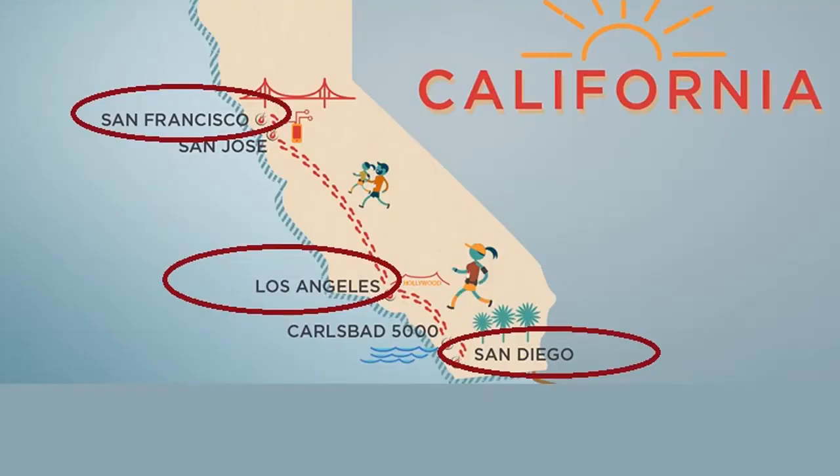And the 4th region of the continental United States is the West Coast. This is the area that borders the Pacific Ocean. Usually, the weather on the West Coast is milder than the weather on the East Coast. Some famous cities on the West Coast include Seattle in Washington State, Portland in Oregon, and the 3 major cities of California, San Francisco, Los Angeles, and San Diego.